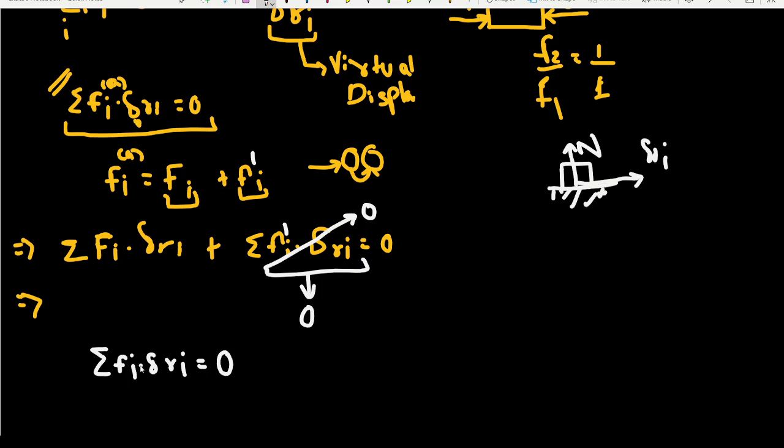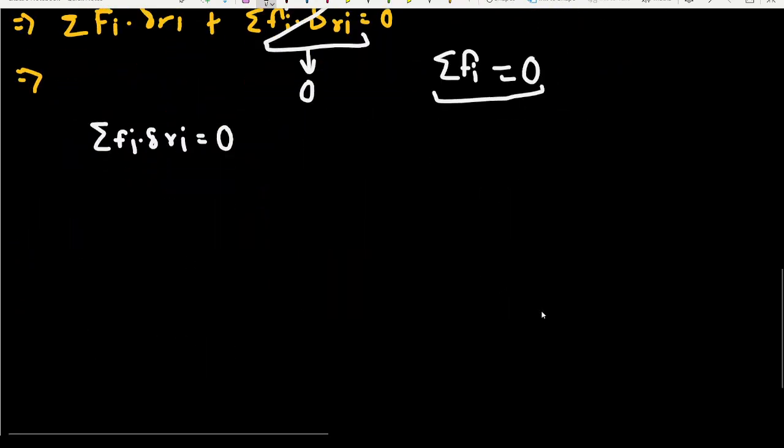So the applied force dotted with the virtual displacement is equal to 0, and that is called the principle of virtual work. That is, when you apply forces on a system such that all the forces sum to 0, the work done for a virtual displacement is equal to 0. The work done by the force for any virtual displacement is 0, and it is obvious because Fi is equal to 0.